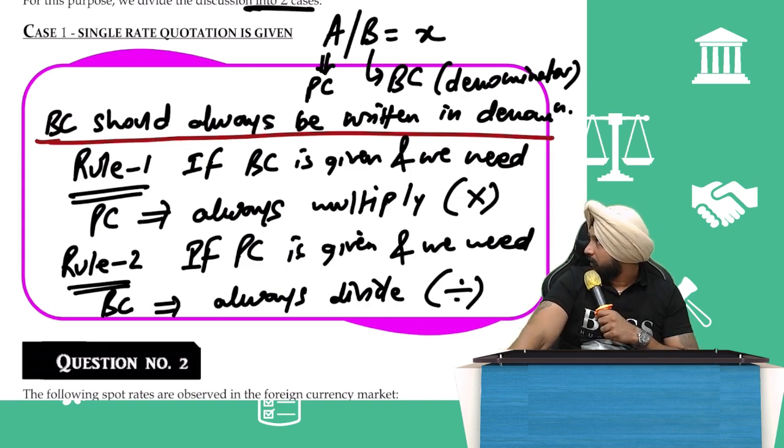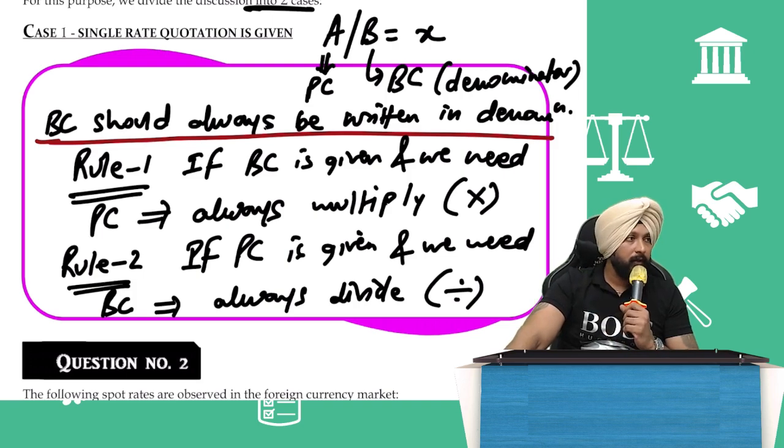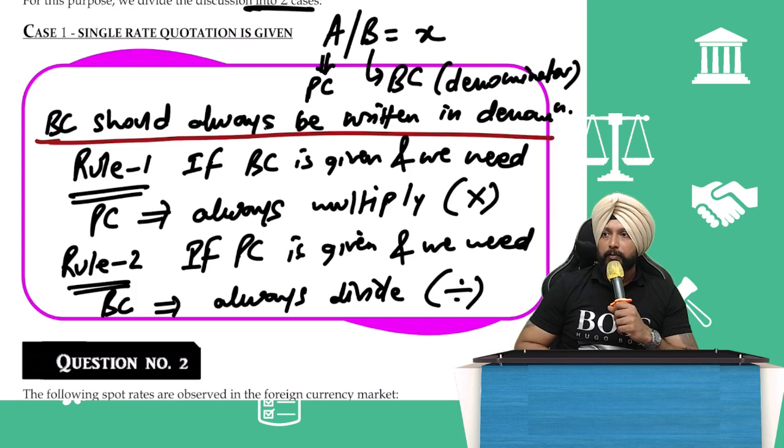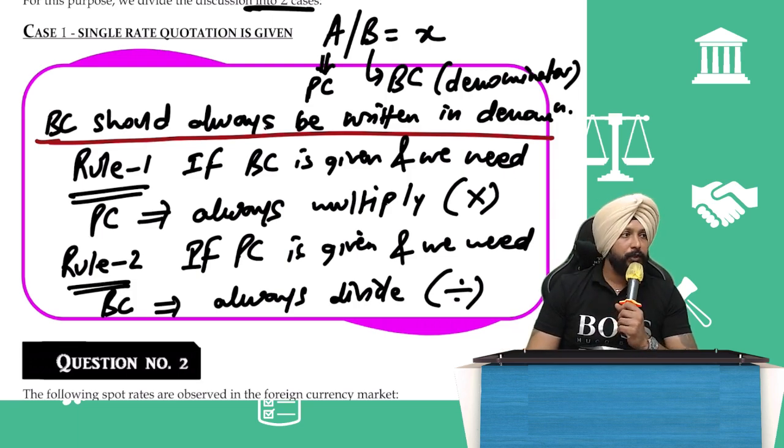After that you write: base currency should always be written in the denominator.